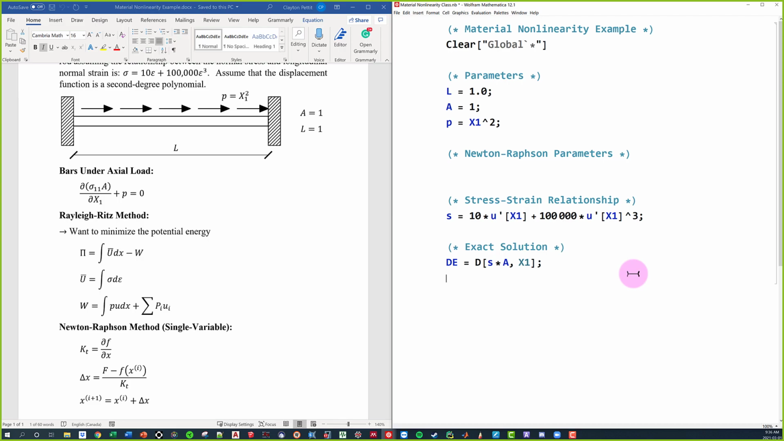Spooky. All right, so we're going to solve this differential equation, and we're going to do it the exact same way we did before. So we're going to use our dsolve function.